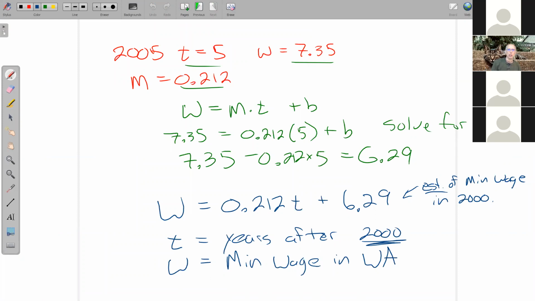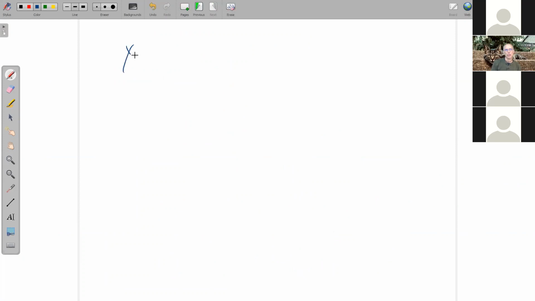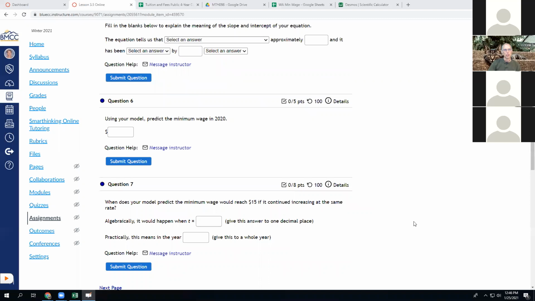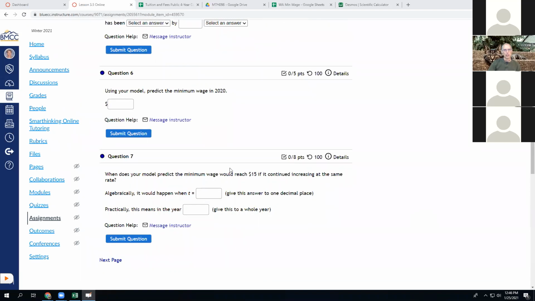So for that later problem, if the year is 2020, t is years after, so t would be 2020 minus 2000, or just 20. Whenever we do a years after, if it's not obvious, you can always do a subtraction from the starting year. So we want to make sure we plug in 20 there to get that one. All right, next one wants us to make a prediction.